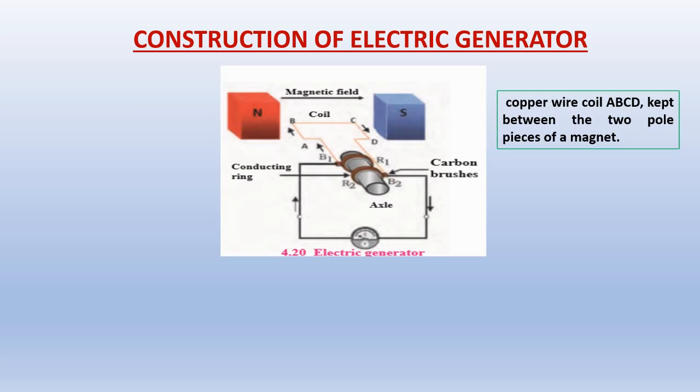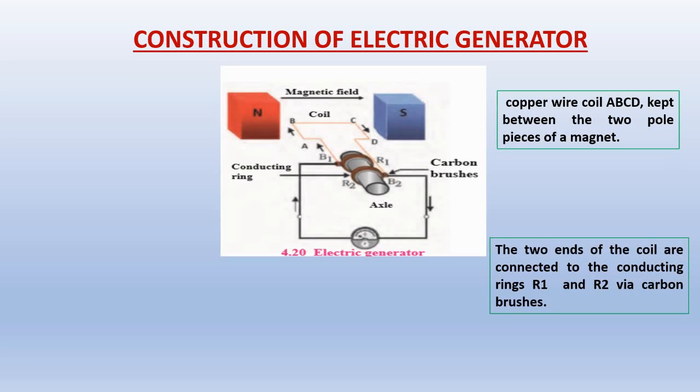Let us understand the construction. A copper wire coil ABCD is kept between the two pole pieces, that is the north pole and the south pole of the magnet. The two ends of the coil are connected to the conducting rings R1 and R2 via carbon brushes.